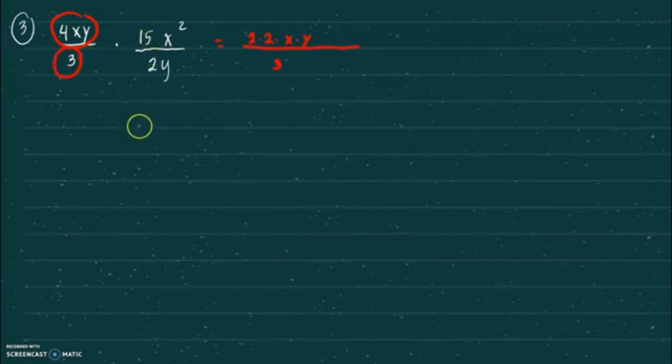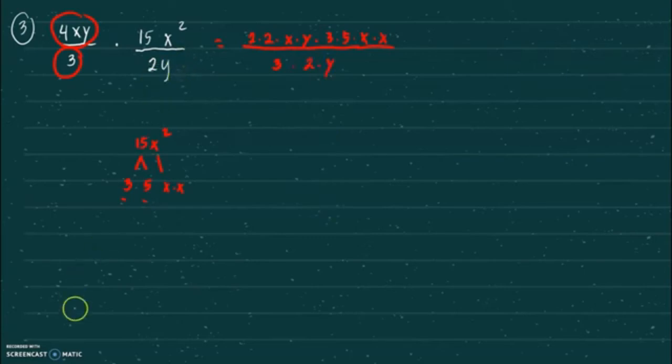Now for 15x squared, factors of 15, we have 3 and 5. Since 3 is already prime and 5 is already prime, the prime factors of 15 are 3 and 5. And factors of x squared, we have x times x. So let's write it here: 3 times 5 times x times x. Now for 2y, at first glance, we know that the factors of 2y are 2 and y.